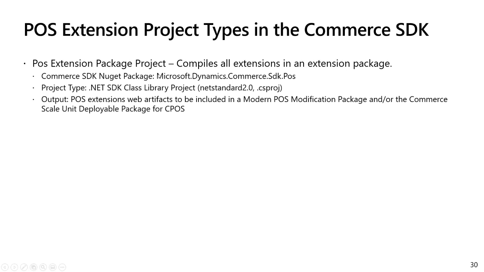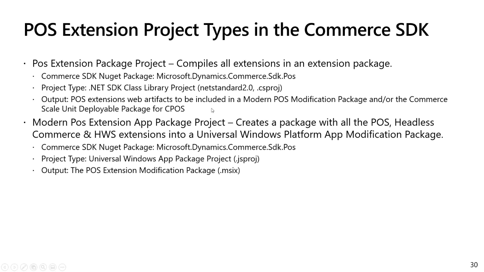The first is the POS extension package project. This is the project where all of the code for POS extensions lives, including the manifest JSON. This is the project that will compile all of that TypeScript and generate the web artifacts as output, which will then be included either into the modern POS modification package or the scale unit deployable package for Cloud POS.